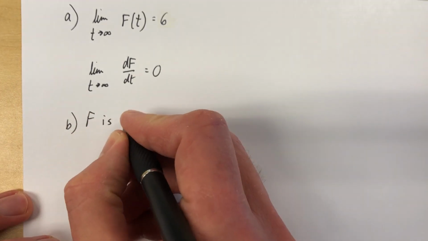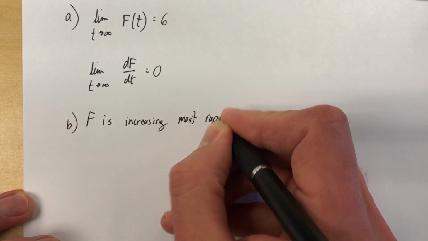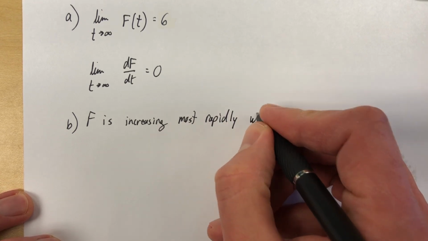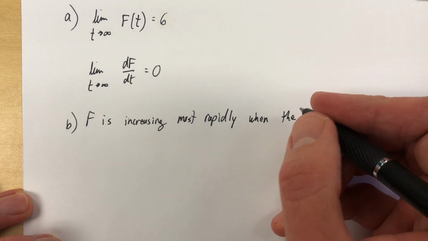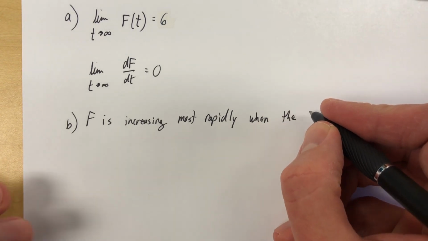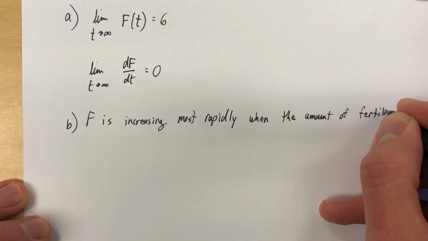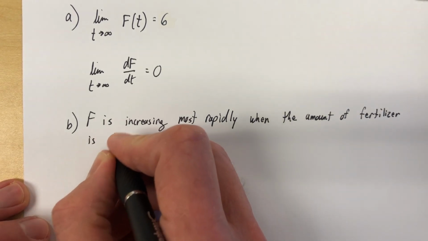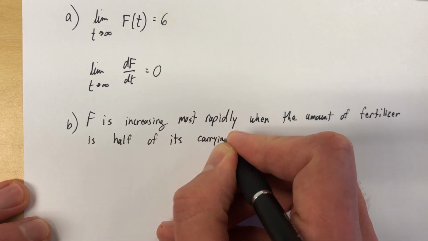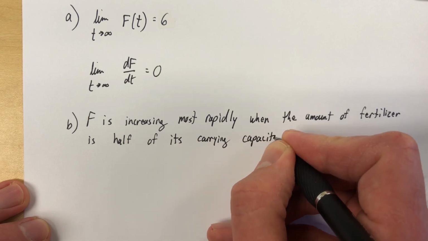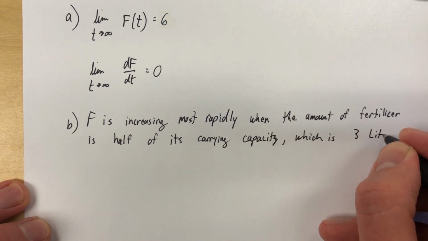F is increasing most rapidly when the amount of fertilizer, or you could say F of T, is half of its carrying capacity, which is 3 liters. Okay, we haven't answered the question yet.